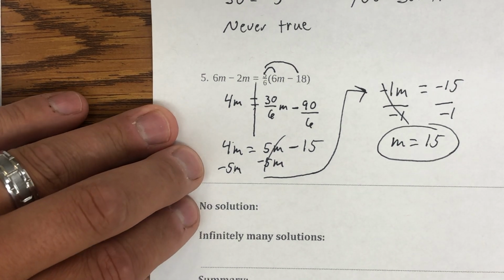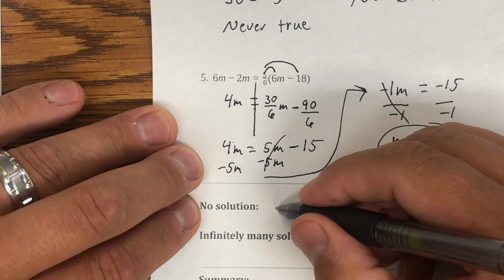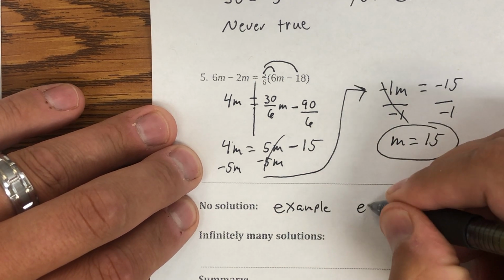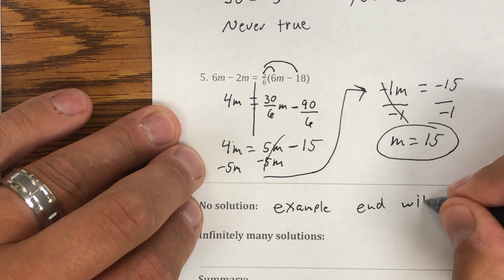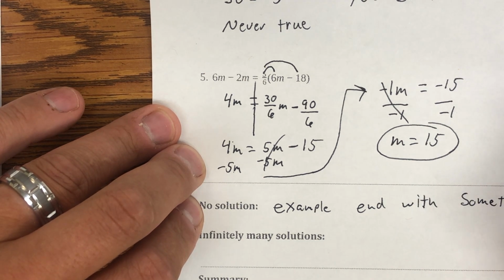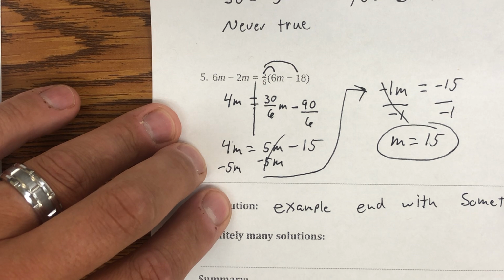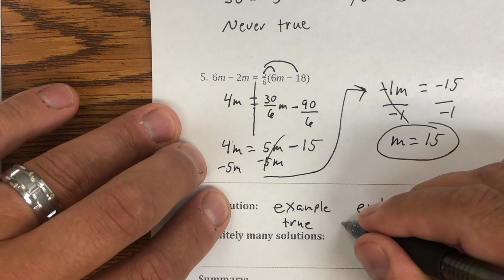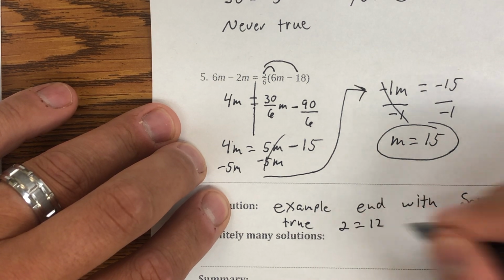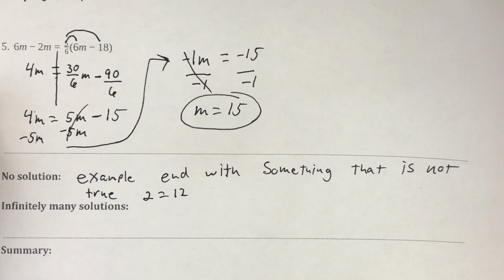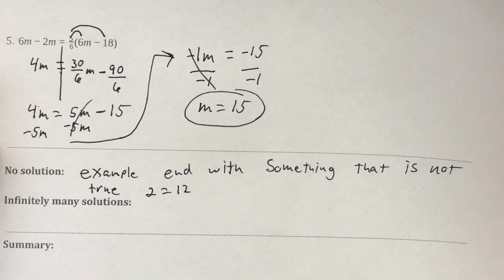So a couple key things here as we wrap things up. No solution. No solution is when we end up with something that is not true. For example, 2 equals 12, okay? That means there's not going to be a solution. If we end up with something that is not true.